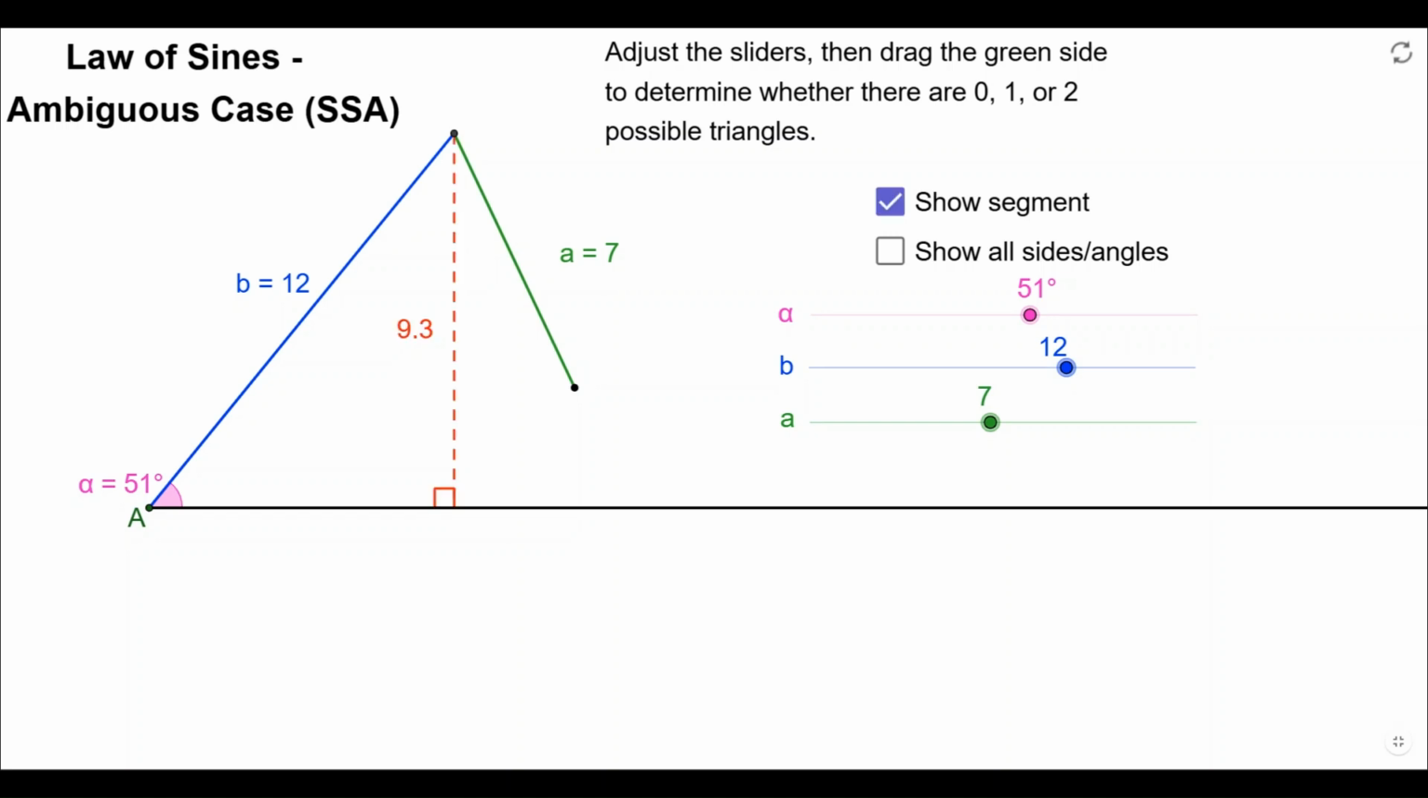So what happens if side A, the one that we're given, was actually equal to the height?